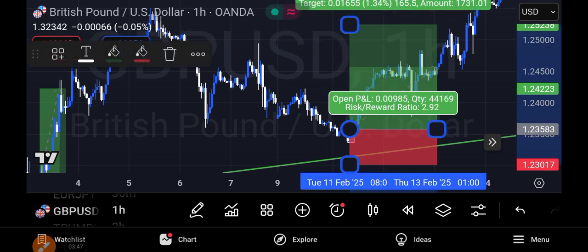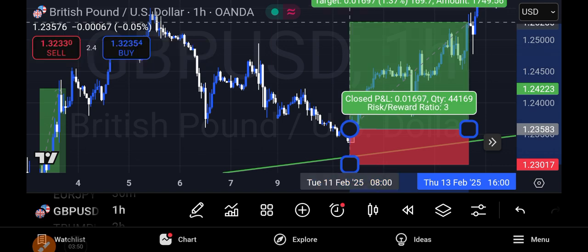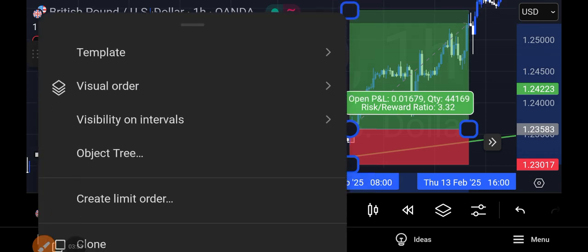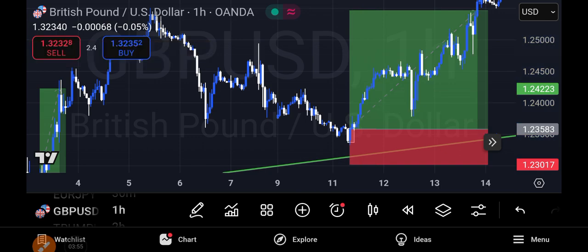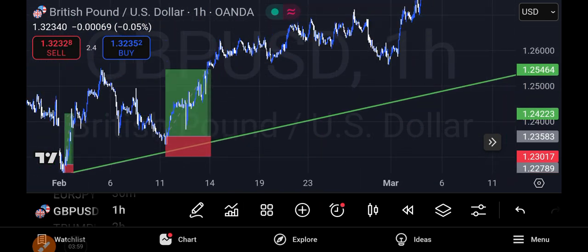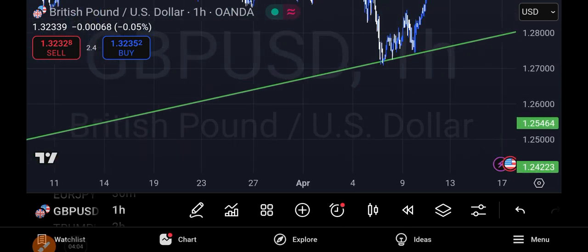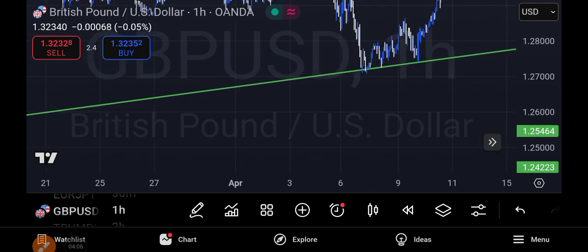So we got a clean 1:3. All right, we continue. This is on the same trend line we're talking about. We go further, because price always gives you clues of what it has to do.